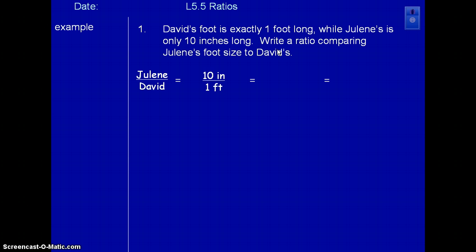Substitute quantities for Julien and David. Julien's foot is 10 inches. David's foot is 1 foot. We do want to make sure that we have the same unit. That's what a ratio is. It compares the same unit. So let's go ahead and convert that 1 foot to 12 inches. That's a nice, easy conversion. Simplify in lowest terms, we would compare this ratio as 5 to 6. Of course, inches in both the numerator and the denominator would simplify out.